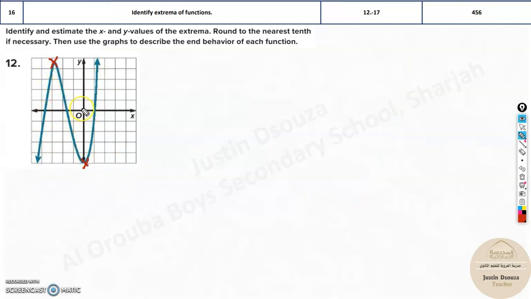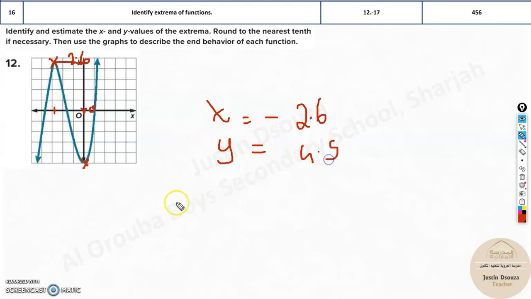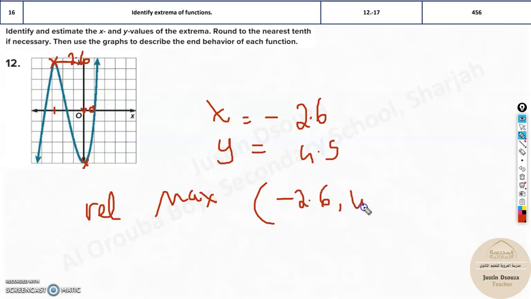How do you find it? The x value is minus 2.5 or 2.6, and y is somewhere over here. What is the value of the relative maximum? At x, it's minus 2.6. What is the y value? Counting 1, 2, 3, 4, it is 4.5. So for the relative maximum, we write REL, and the relative maximum is at minus 2.6, 4.5.